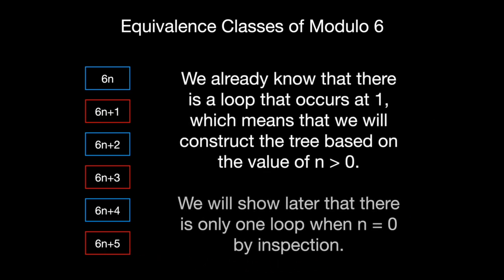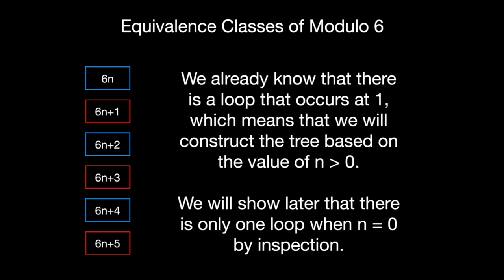So we already know that there is a loop that occurs at 1, which means that we will construct the tree based on the value of n greater than 0. We will show later that there's only one loop where n equals 0, and we'll do that by inspection. So what's this about n greater than 0? Well, if n was 0, then one of the integers I'm going to be looking at is 1. I know there's a loop at 1, so I'm not going to get very far proving that there are no loops in the tree when I know there's a loop in the tree.